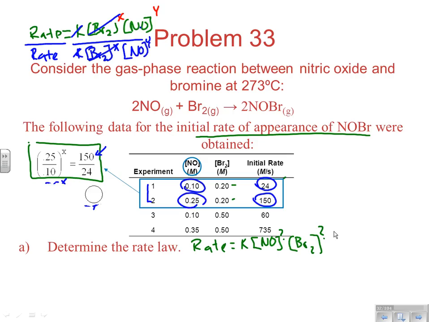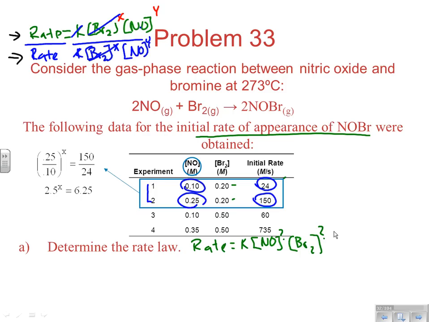All I did was write two algebra situations here. This one over this one, and then canceled. And what I was left with was that situation. Now, if I take 0.25 over 0.1, I get 2.5. If I take 150 over 24, I get 6.25. So 2.5 to what power equals 6.25? Well, you can just play around with this in your calculator.